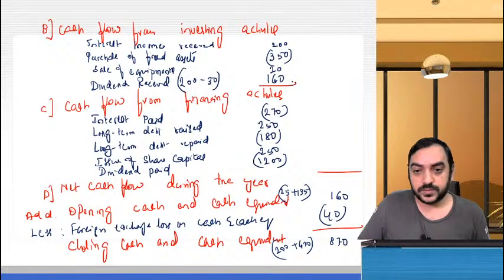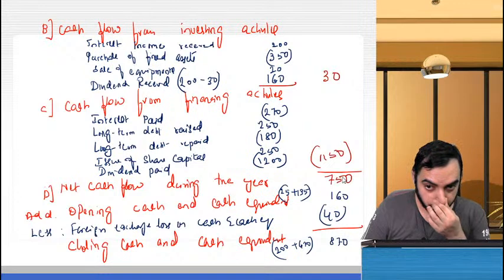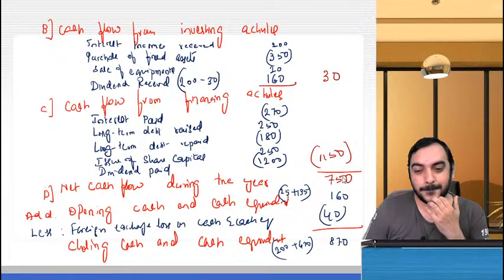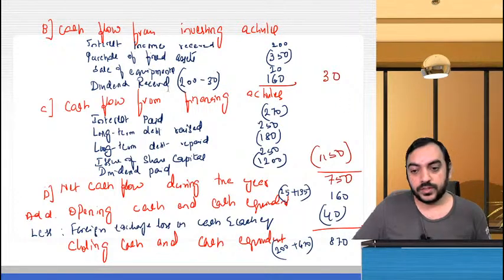Coming to investing activities, 30. Financing activities, 1150, and net cash flow 750, and the closing cash and cash balance should perfectly match, 870. So that's how the amount tallied.